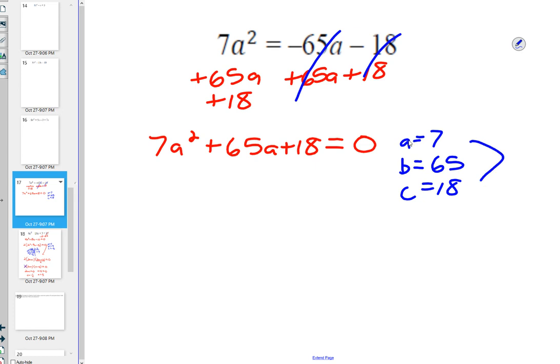So here's going to be another big chart. 7 times 18 is 126. Now, even though we have big numbers here, at least we know everything's going to be positive.